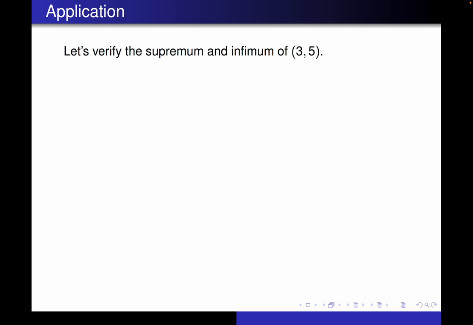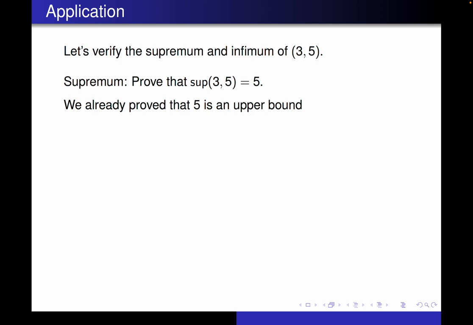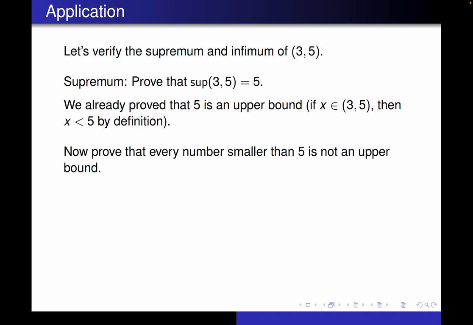So let's verify the supremum and infimum of (3, 5). We already know what the answer is, but let's see how the proof is going to go. So for the supremum, we're going to show that the supremum of the interval between 3 and 5 is equal to 5. Now we already proved that 5 is an upper bound. That just follows from the definition. Every number in the interval is less than 5, so that's an upper bound. Now we're going to prove that any number that is smaller than 5 is not an upper bound.